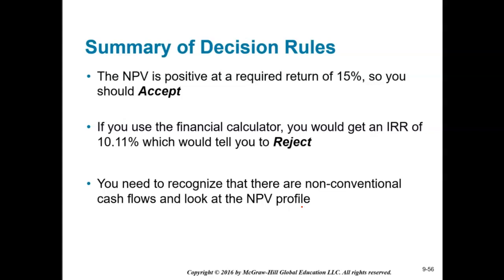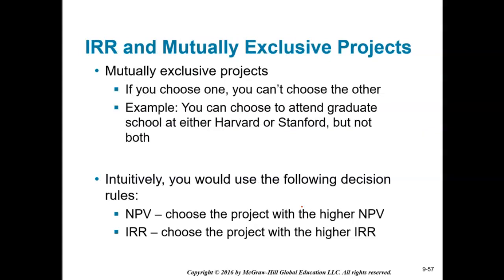If you have mutually exclusive projects, what will be the problem with IRR? So let's see IRR and mutually exclusive projects. As you know, mutually exclusive project means if you choose one, you can't choose the other. You can choose to attend graduate school at either Harvard or Stanford, but not both, right? Intuitively, you would use the following decision rule. NPV: choose the project with the higher NPV. IRR: choose the project with the higher IRR.